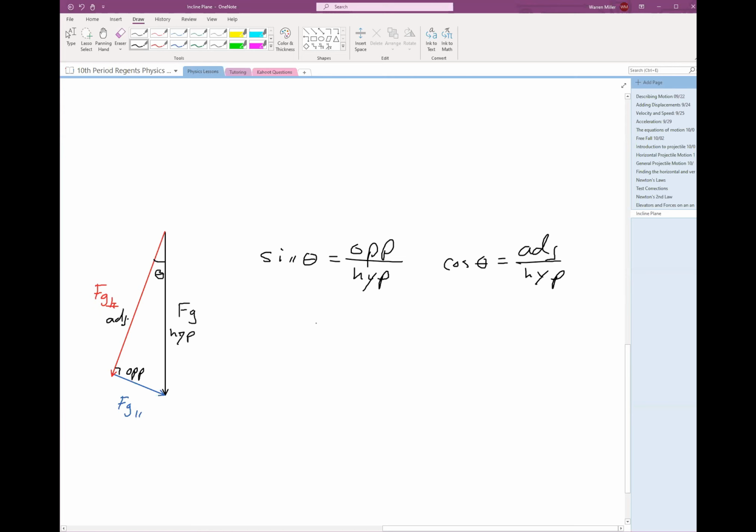Is that okay with everybody? Yeah. All we got to do then is just replace it and do a little rearranging. So we can write the sine of the angle is the opposite side, which in this case is FG parallel, divided by the hypotenuse, which is FG. The cosine of the angle is the adjacent side, and the adjacent side you can see is FG perpendicular, so I'll leave that as FG perpendicular, divided by the hypotenuse, which is FG.